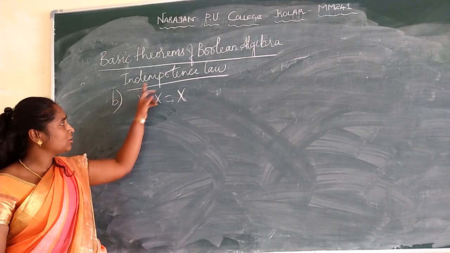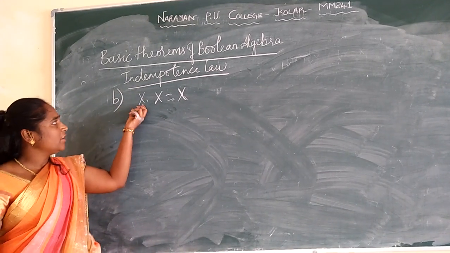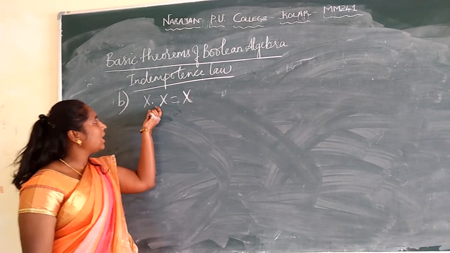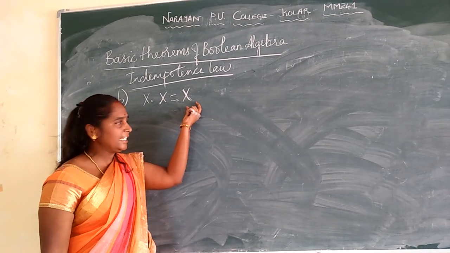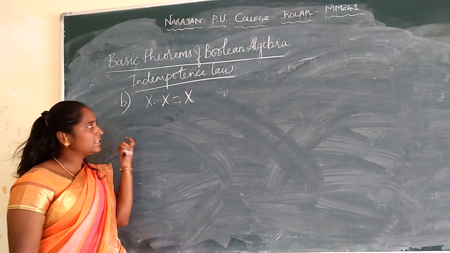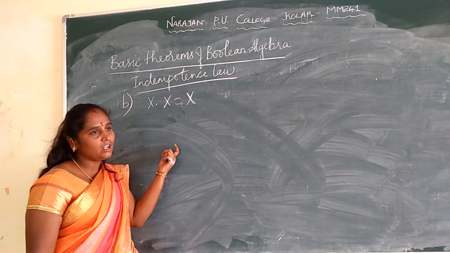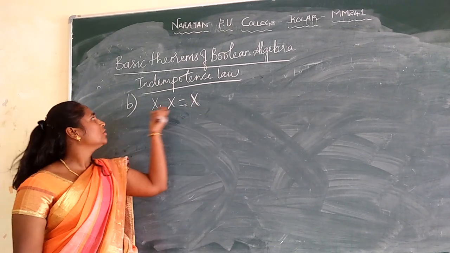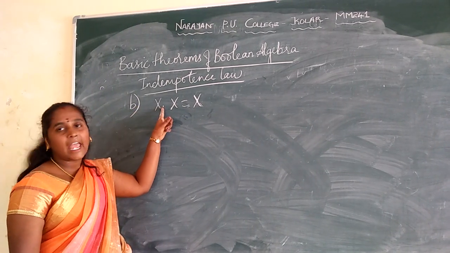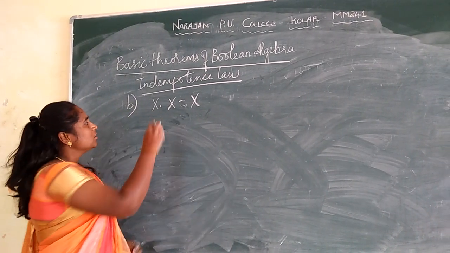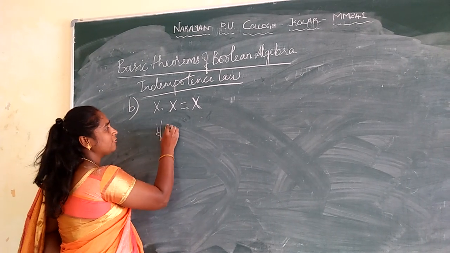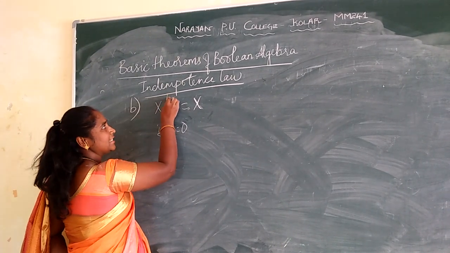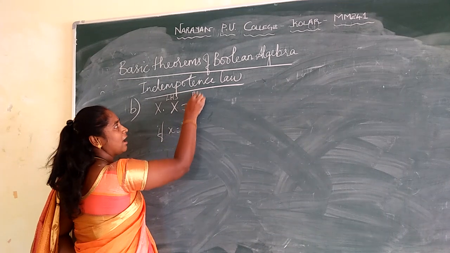In our idempotent law, the second one, b, was nothing but a variable combined with itself using an AND operation. The result should be the same variable. In A we saw that the variable combined with itself using an OR operation gives the same variable, x. So in B, using an AND operation, how are we going to perform it? You substitute x equal to 0. This is your LHS, this is your RHS.